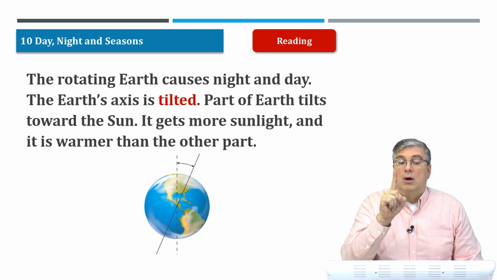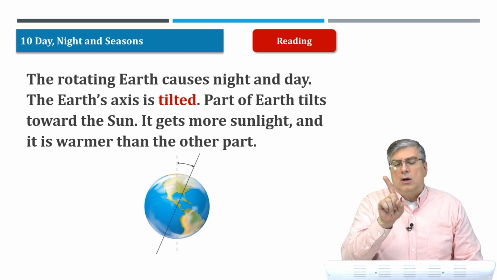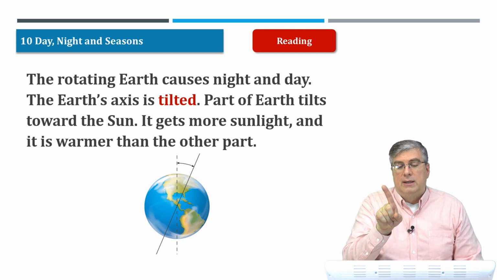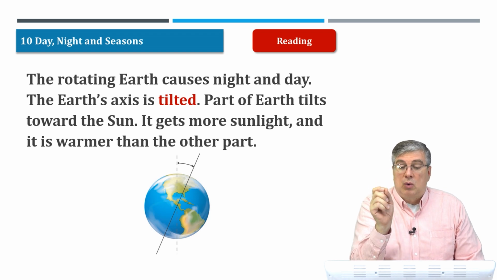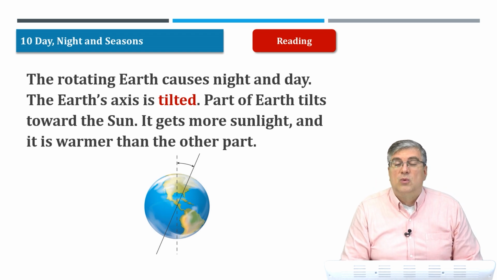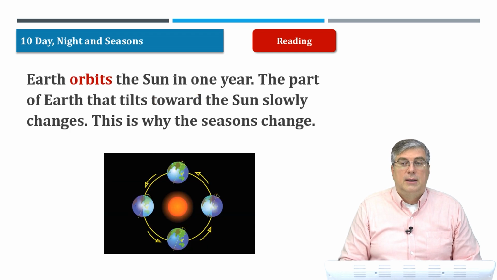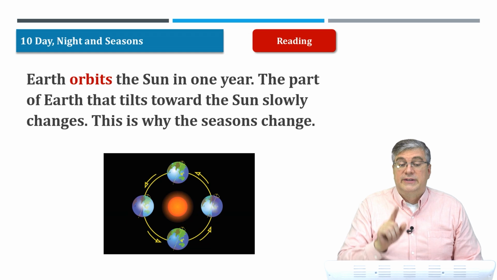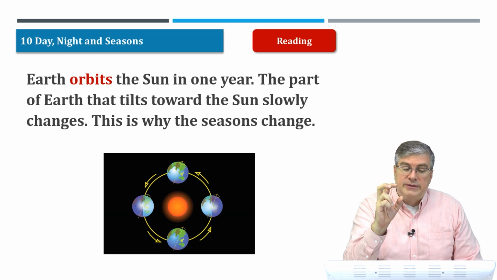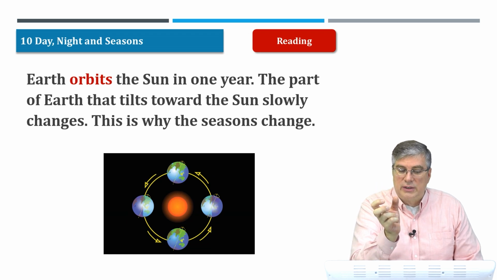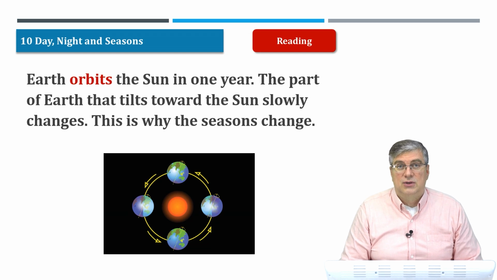The rotating Earth causes night and day. The Earth's axis is tilted. Part of Earth tilts towards the sun. It gets more sunlight and it is warmer than the other part. Earth orbits the sun in 1 year. The part of Earth that tilts toward the sun slowly changes. This is why the seasons change.